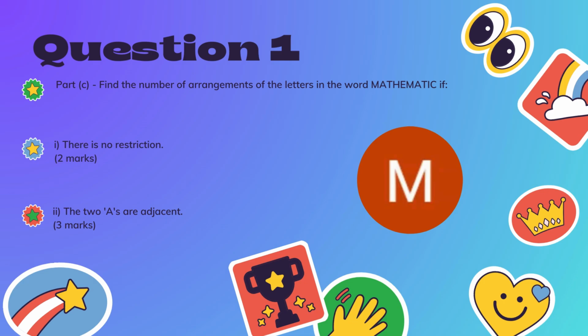So part C is 5 marks. Question 1, part C: find the number of arrangements of the letters in the word MATHEMATIC if there are no restrictions, and if the two A's are adjacent. Adjacent means they are together.